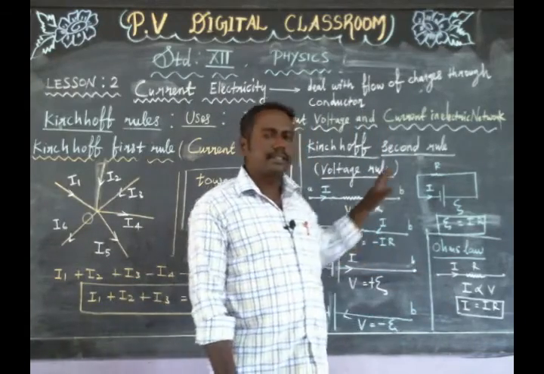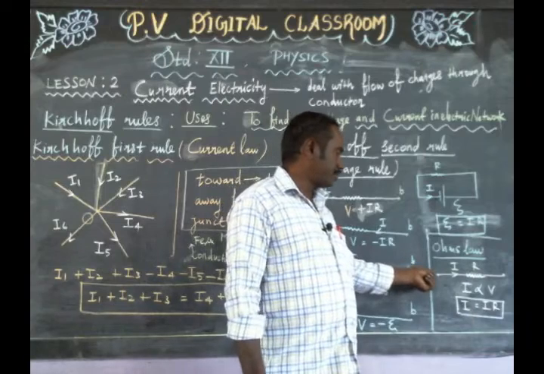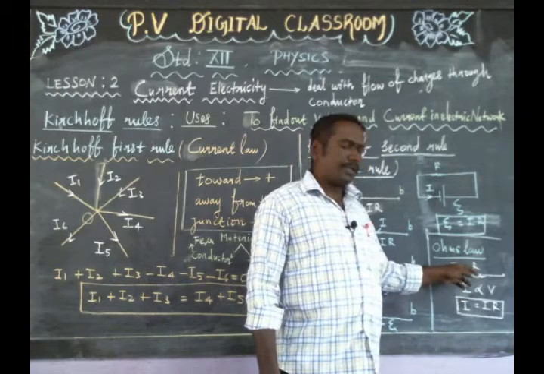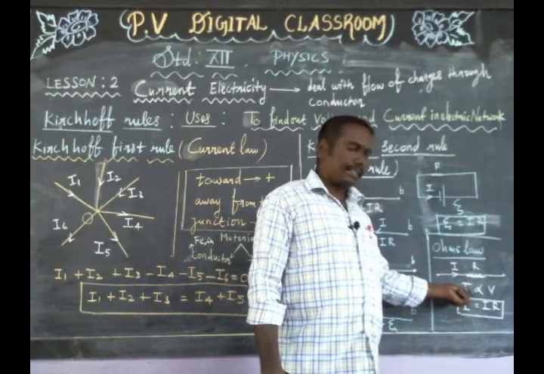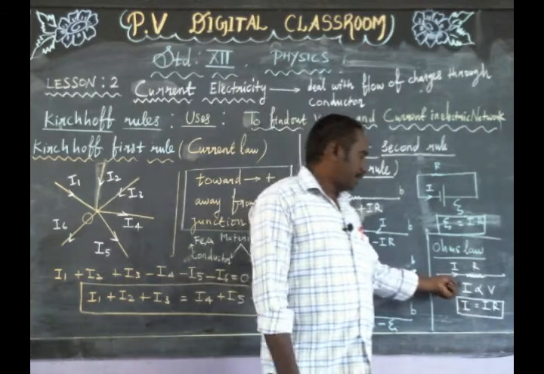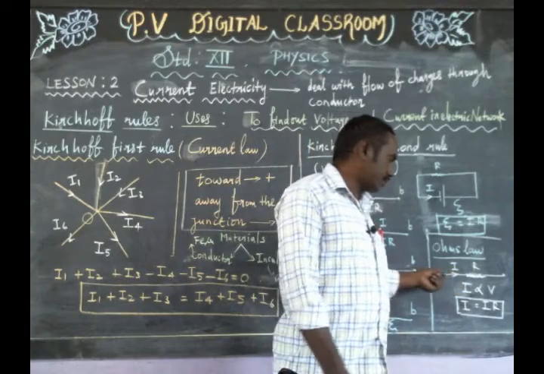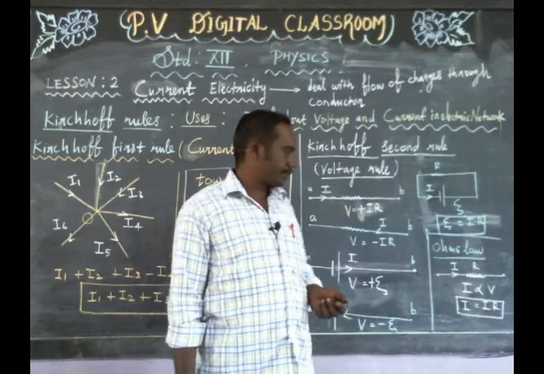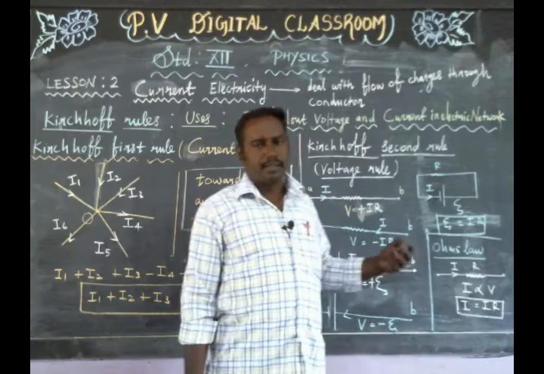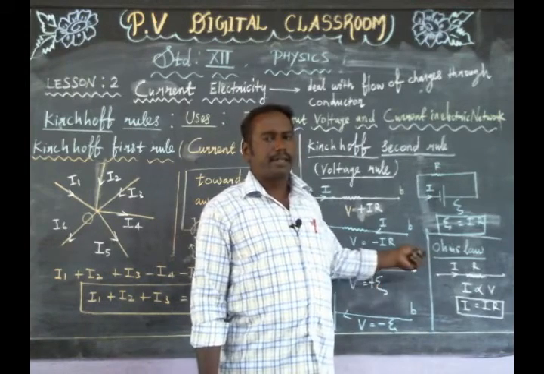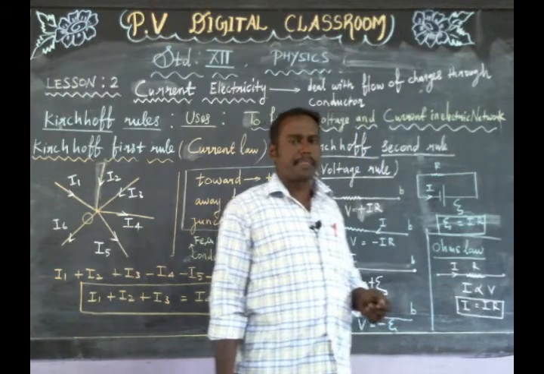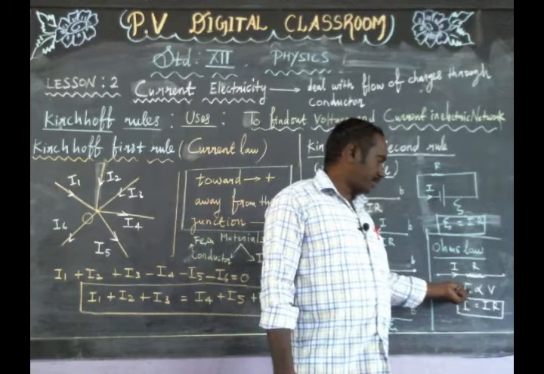Ohm's law means that at constant temperature the steady current flowing through a conductor is directly proportional to the potential difference. I means current. What is current? Current means the rate of flow of charges through a conductor. Current is a scalar quantity. What is a scalar quantity? A quantity which has only magnitude and no direction.